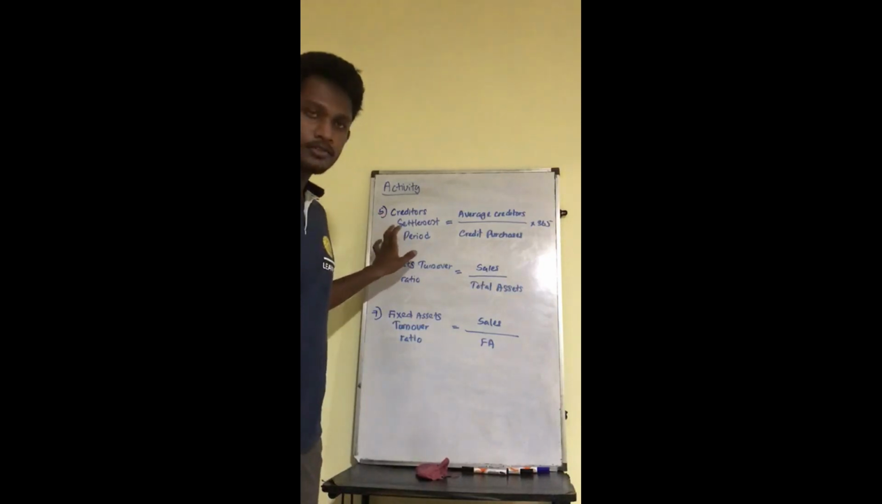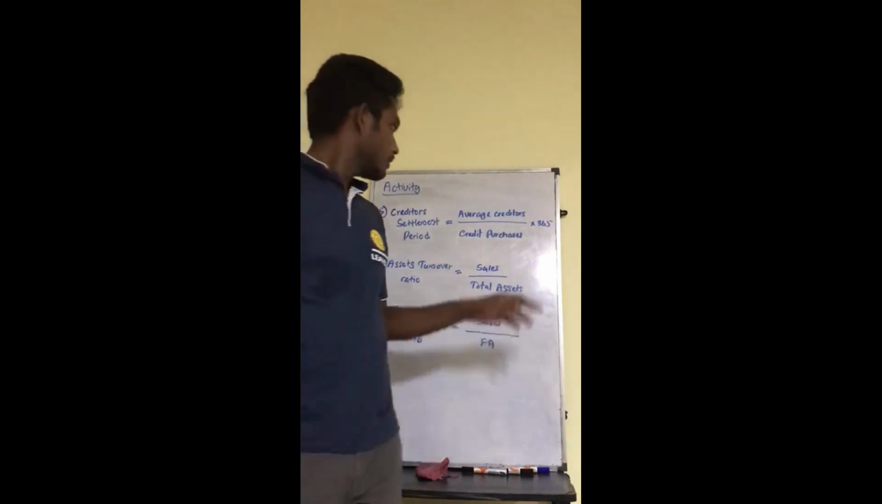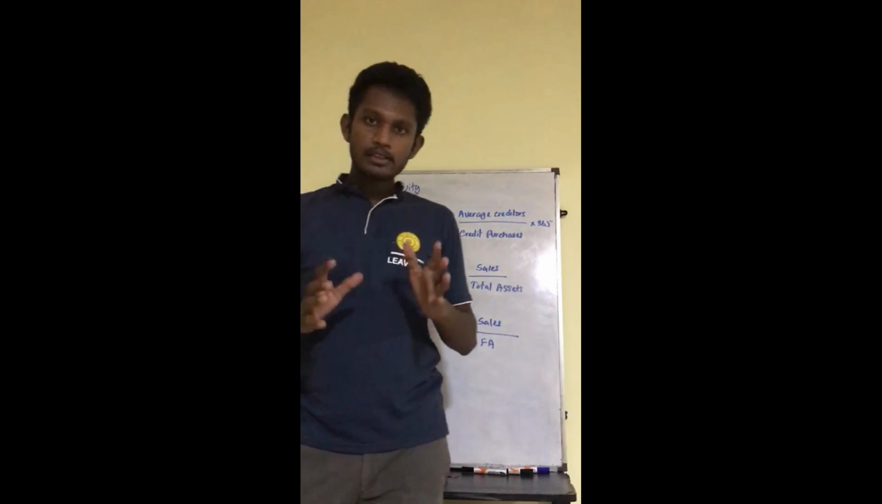So the next one is creditors settlement period. That's the number of days that you take to settle your outstanding creditors. So by using this ratio, you can negotiate with your suppliers to increase the credit period. So you can manage your working capital position by analyzing this ratio.